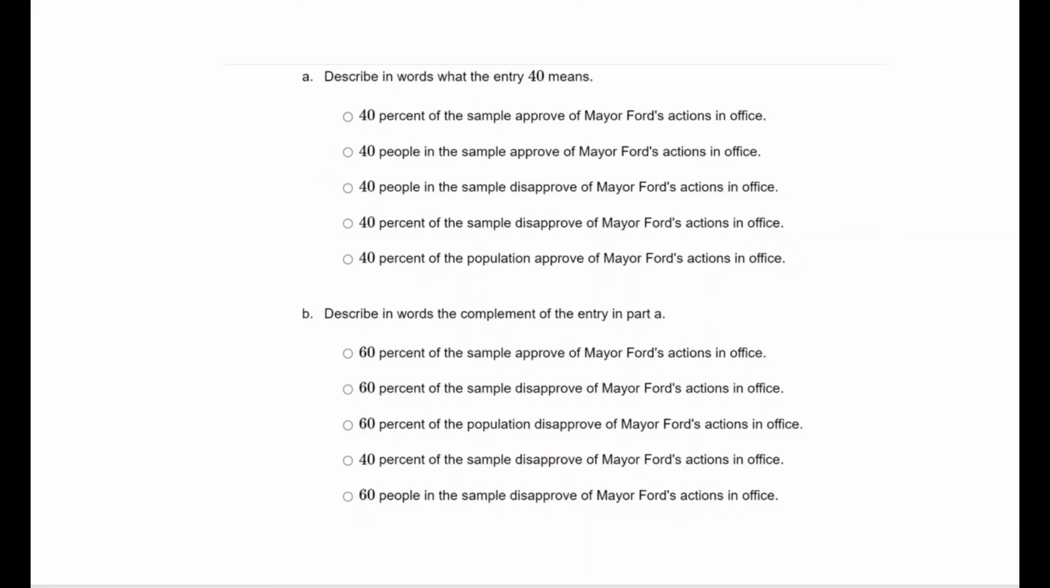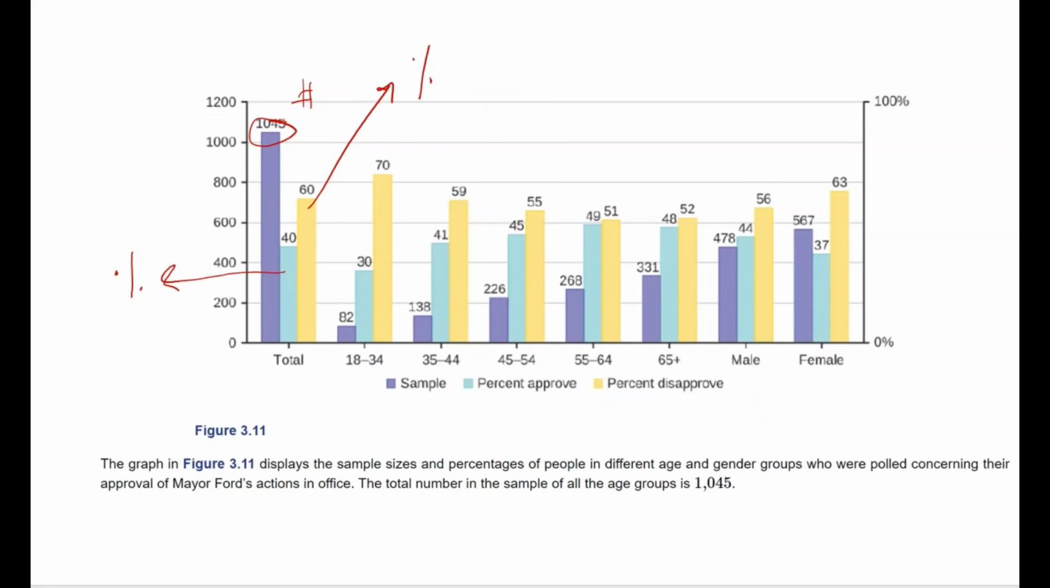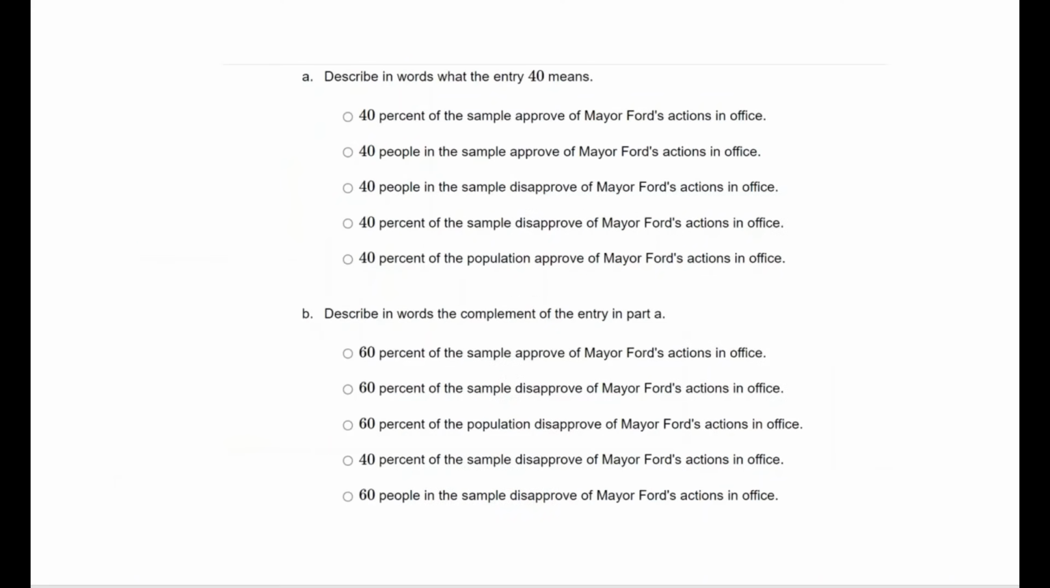Now the first question is what the number 40 means in the graph. You might want to go back to the graph and see what the number 40 means. Okay, in the graph, we see that the number 40 comes up in the first set of bars, which represents the total sample and the percentages of people who approved or disapproved. And you see that 40% of the sample approved. So the answer to the question would be the first phrase: 40% of the sample approve of Mayor Ford's actions in office, which looks true. So we put a tick here.